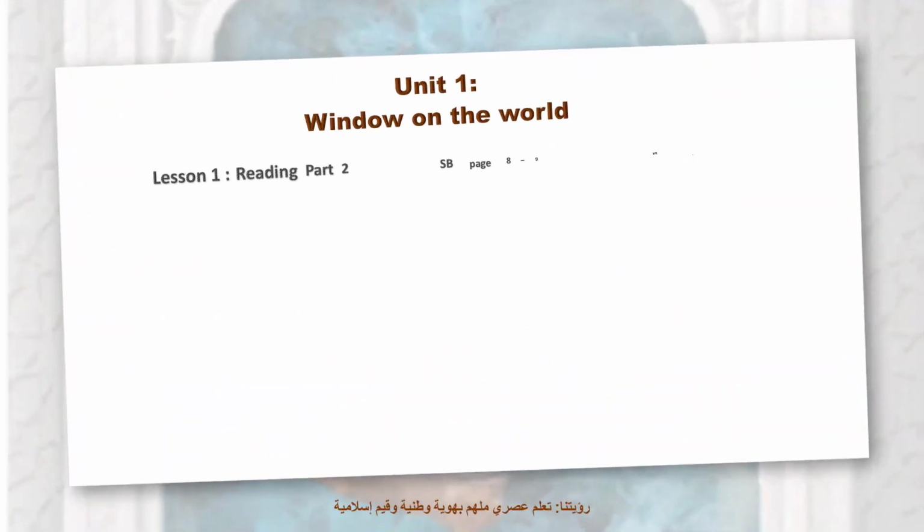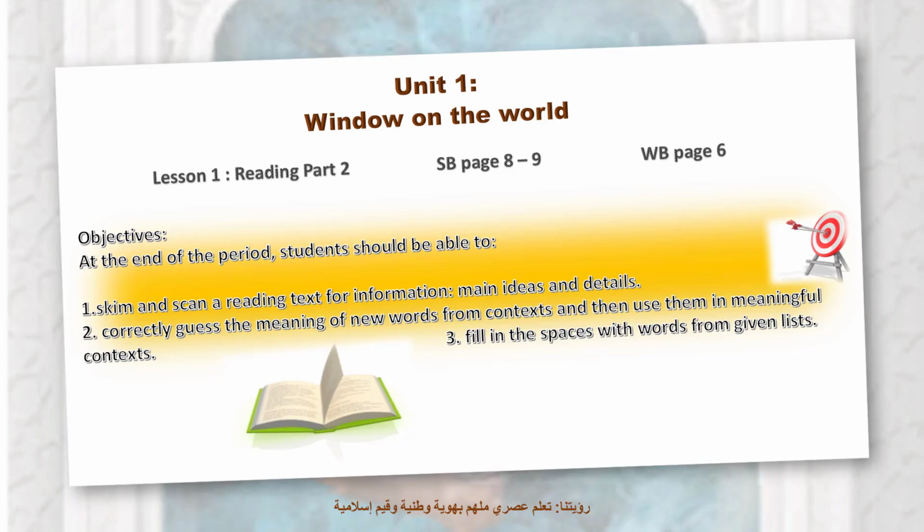Open your books on page 8 and 9, and then when it's time, we're going to deal with page 6 on your workbooks. Anyways, our objectives for today are as follows. Number 1, skim and scan a reading text for information, main ideas, and details. Number 2, correctly guess the meaning of new words from contexts, and then use them in meaningful contexts. Number 3, fill in the spaces with words from given lists.